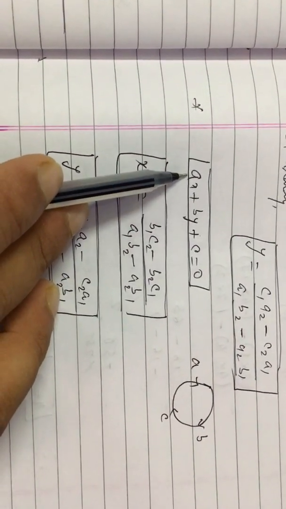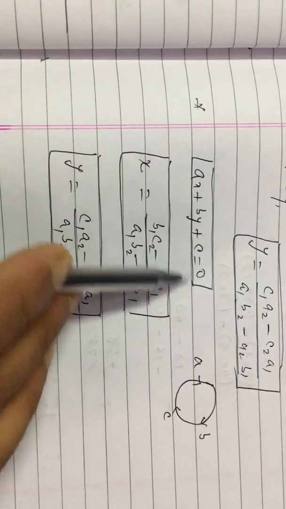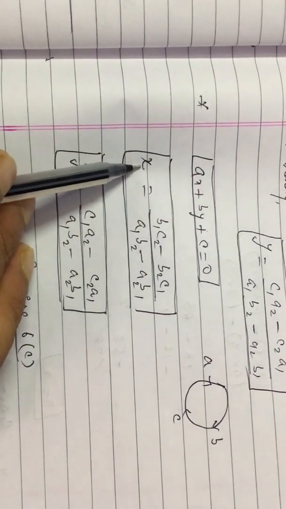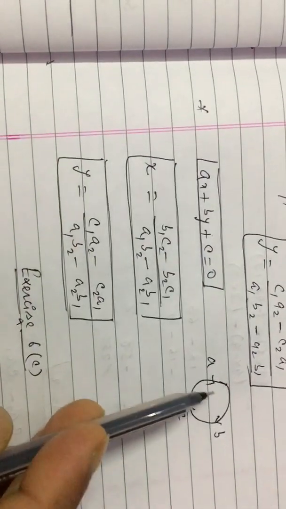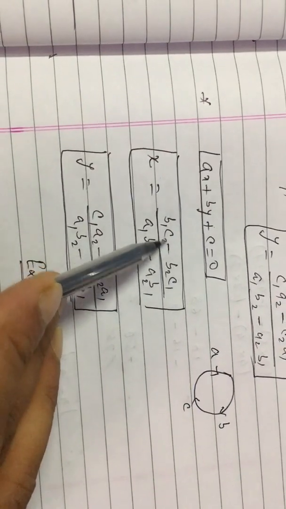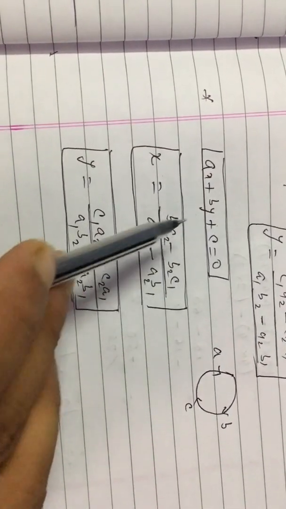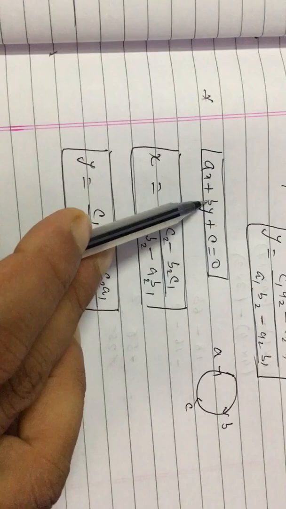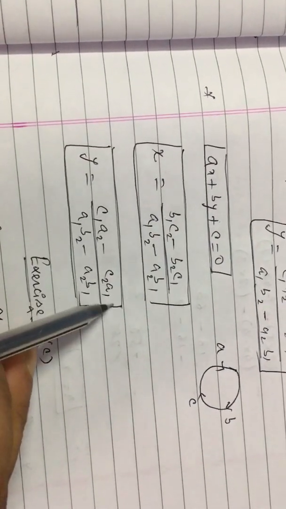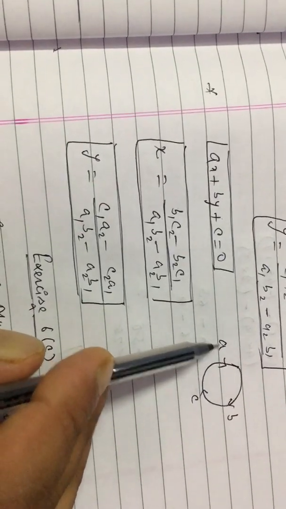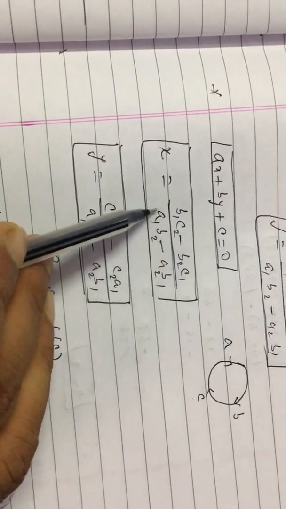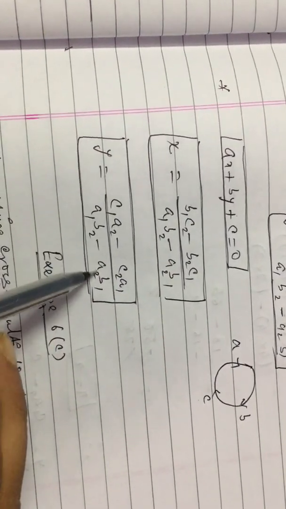So the general form is ax plus by plus c is equal to 0. For writing the formula of x, leave the a, write b and c, bc. And for y, leave the b, write c and a, ca. So one time we are leaving a, one time we are leaving b, one time we have to leave the c. What is left? ab.